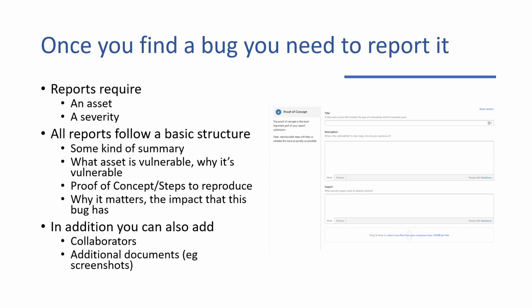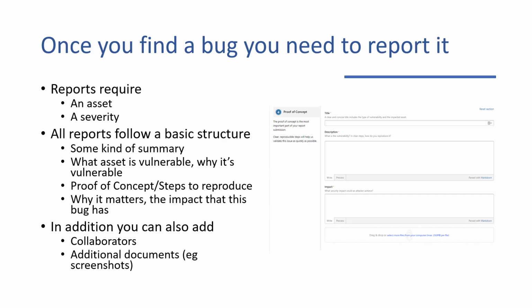In addition, you can also add things like collaborators. So if you work with your friend to find a bug, you can add them. And maybe you decide, well, I've got a bug, but I can't figure out how to exploit it, and you ask someone for help. You might offer them a 20-80 split. You might offer them something 50-50 or 60-40. You can change that split there.